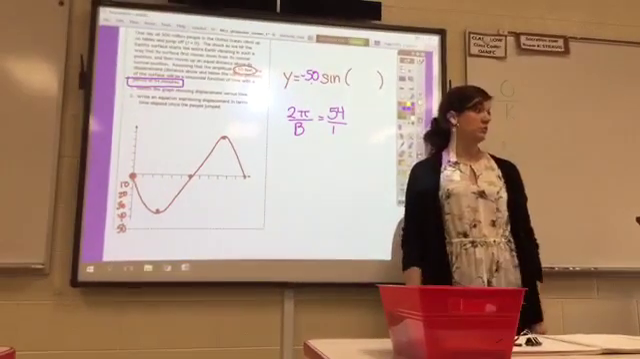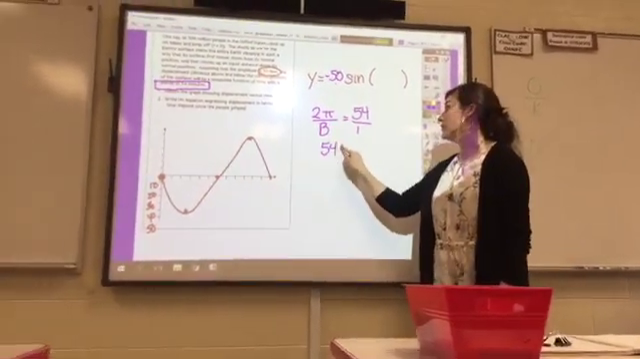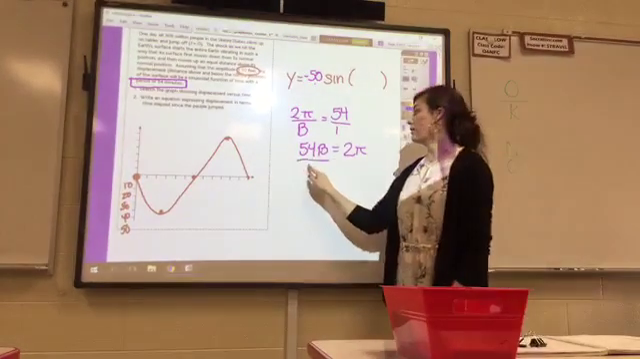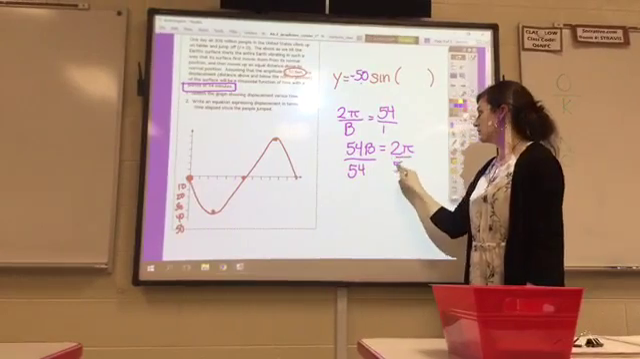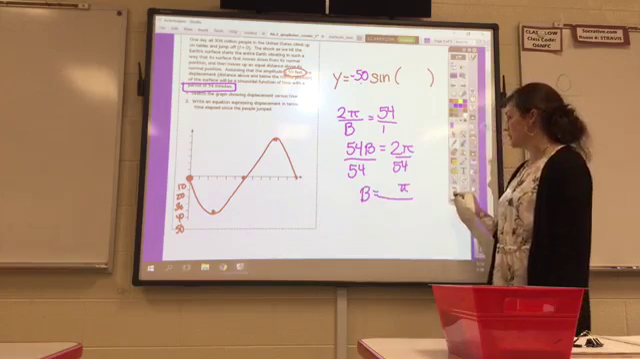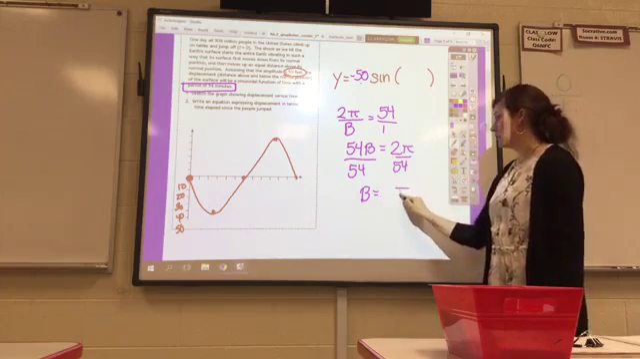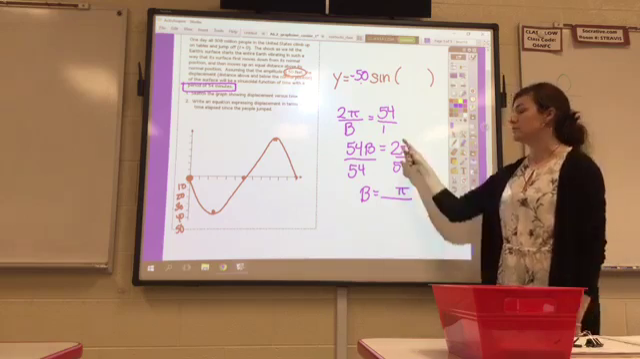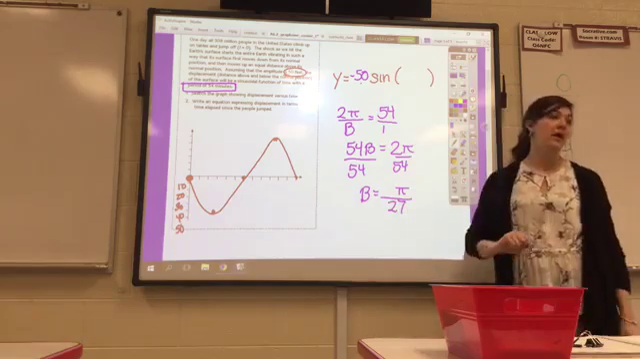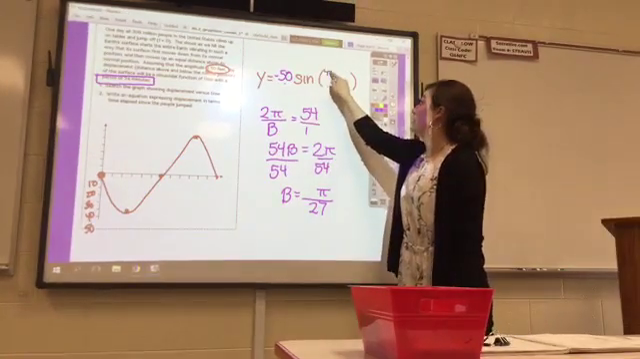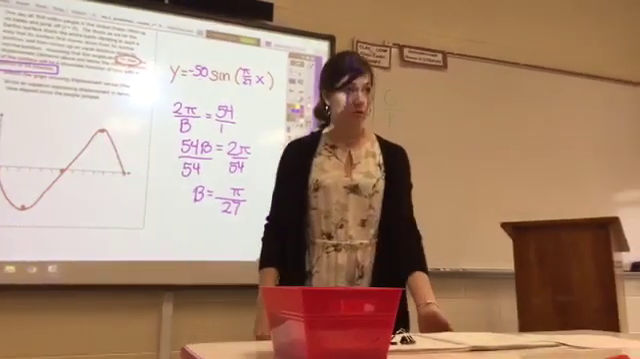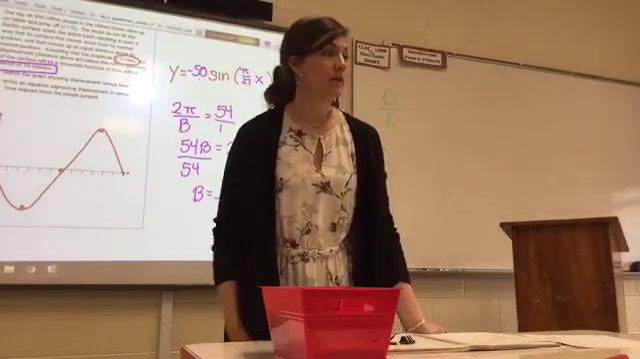Put over 1 and cross multiply. Okay, so 54b equals 2 pi. Now what? Divide by 54. So b equals, now, don't immediately yank that calculator out and start punching stuff in there. The pi I'm leaving alone. What is 2 over 54 reduced to? 1 over 27, so pi over 27. So my equation is this. Okay? That wasn't bad. It's not terrible.